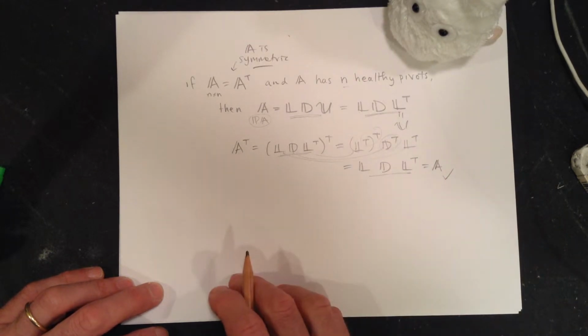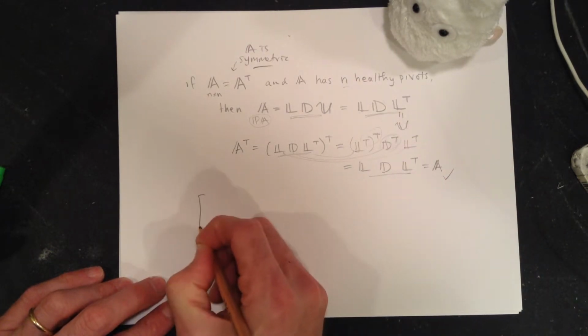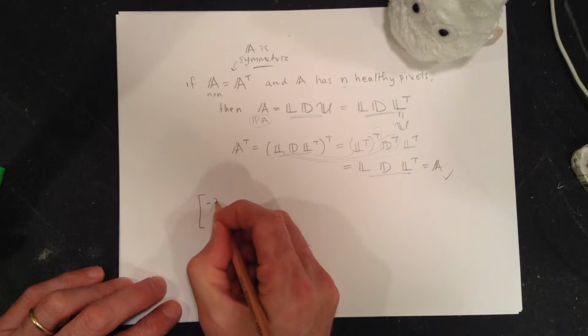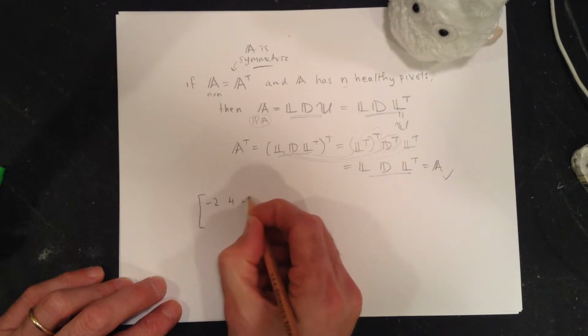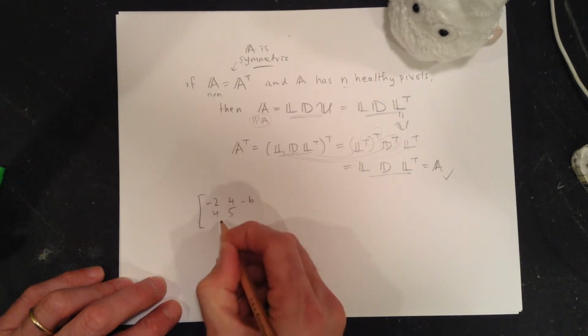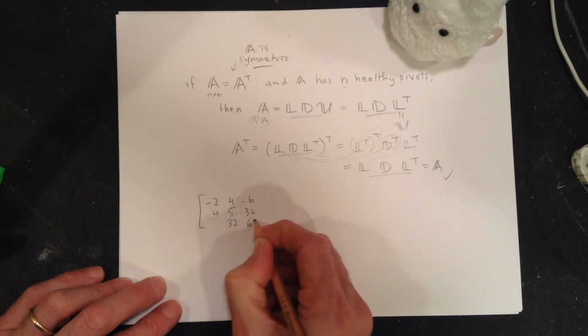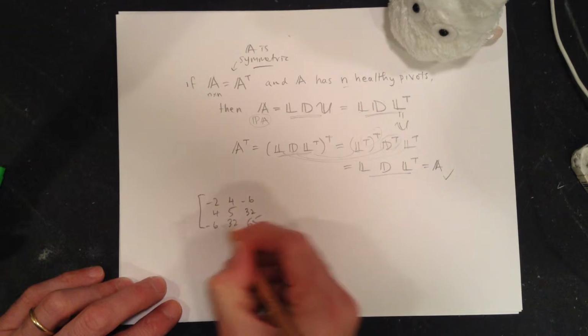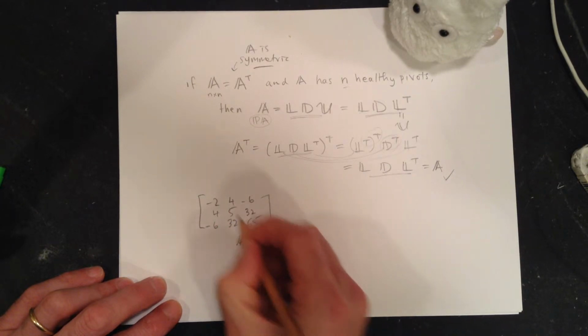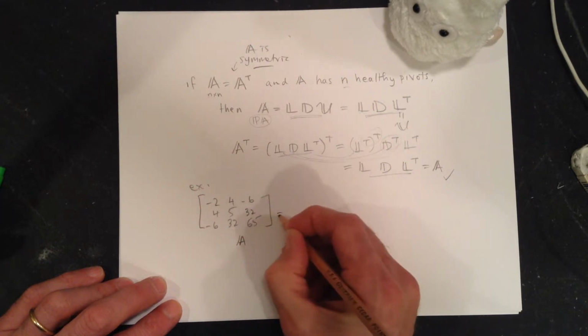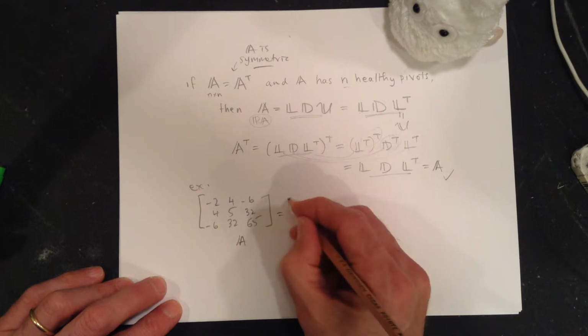Good, so that's cool. And we had an example that looked like this, and I'll just write it down. Minus 2, 4, minus 6. 65. This is A, a little example, and it breaks out like this.